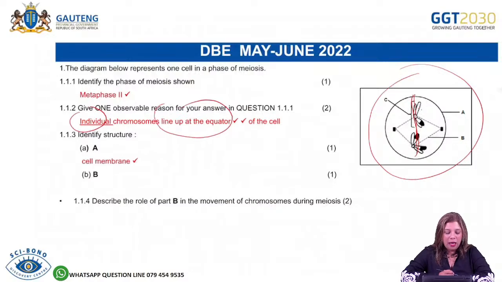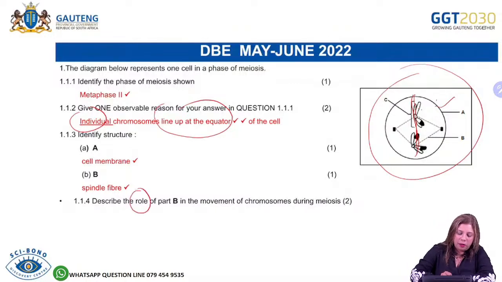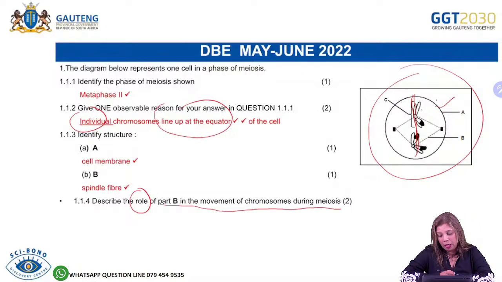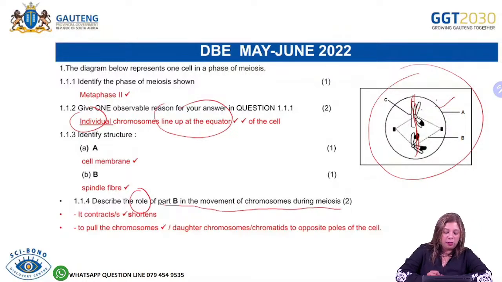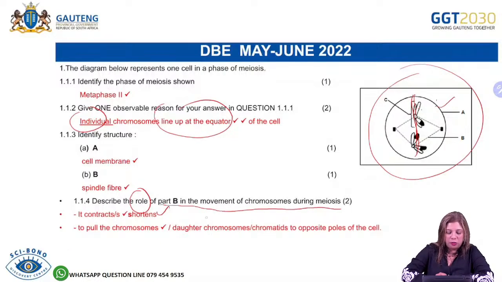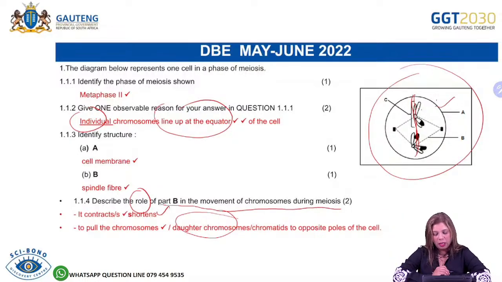Identify the structure A. A is the cell membrane. This is an easy question, okay? And B would be obviously the spindle fiber. Describe the role of the part B in the movement of the chromosomes during meiosis. So it contracts. We know that when the spindle fiber contracts, it shortens and it pulls the chromosomes or the daughter chromosomes. Remember, we call them daughter chromosomes as they are moving towards the poles. So that is the role of B, and B being the spindle fibers.